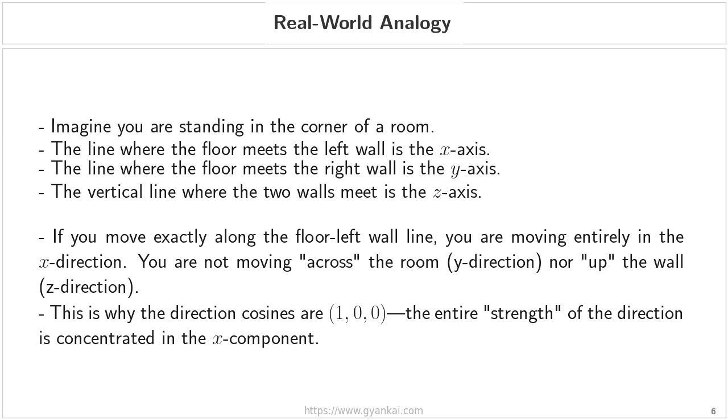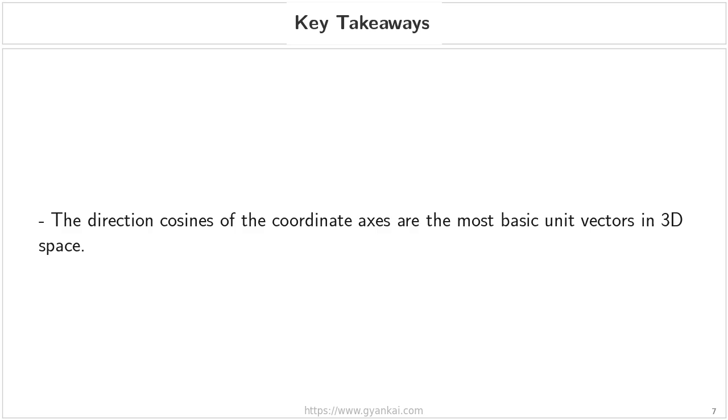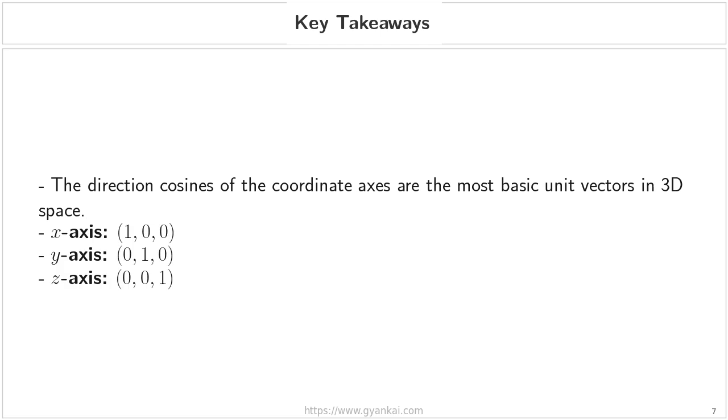Now, if all those mathematical steps and calculations feel a bit abstract, let's ground them in something you can actually visualize. Key takeaways. First, it is important to recognize that the direction cosines we just calculated for the coordinate axes are actually the most basic unit vectors in three-dimensional space. They represent the purest form of direction without any deviation. To recap our findings, for the x-axis, the direction cosines are 1, 0, 0. For the y-axis, they are 0, 1, 0. And for the z-axis, they are 0, 0, 1.